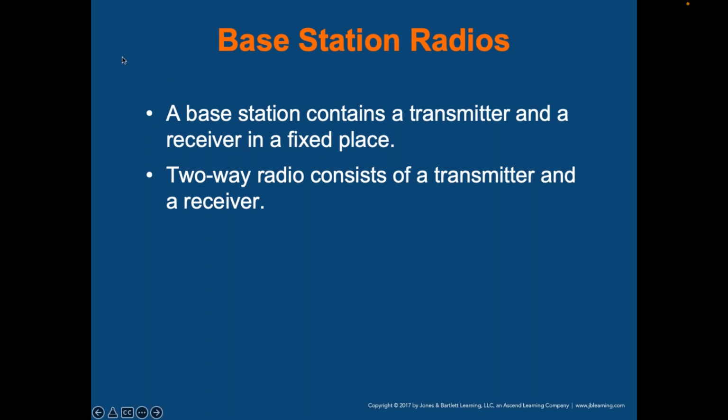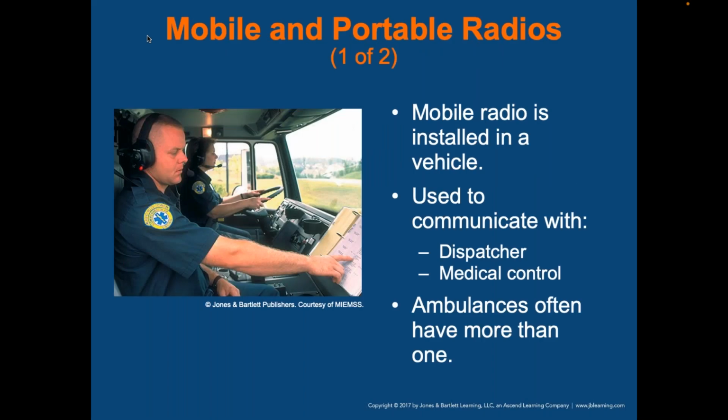Yep. Thank you. So a base station contains a transmitter and a receiver in a fixed place. A base radio, you'll see more of these in dispatch centers, where the two-way radio consists of a transmitter and a receiver. Mobile and portable radios: the mobile radios are found mounted in the ambulance, and portables are ones you carry on you. With that being said, base radios have more power output than a mobile radio does, but a mobile radio has more power output than a portable radio does. It's all based upon the power pushing out for transmit.